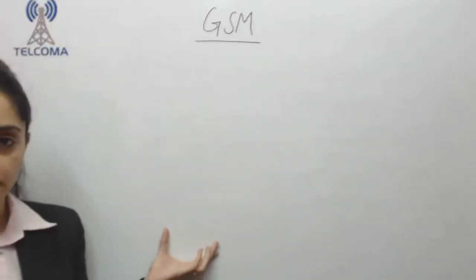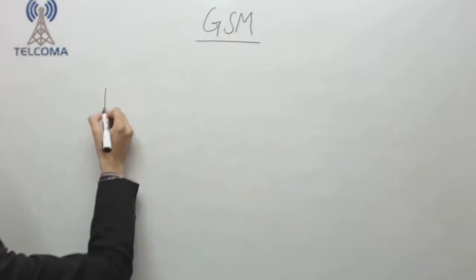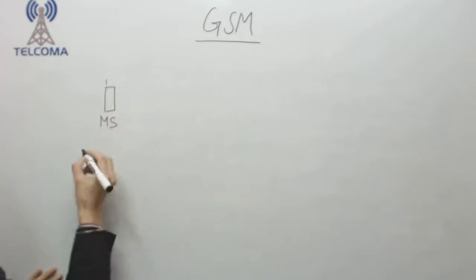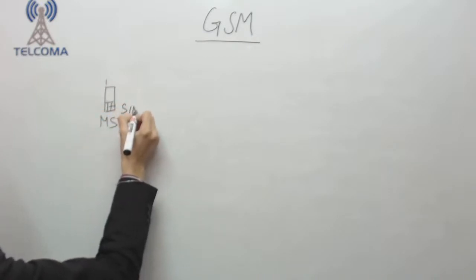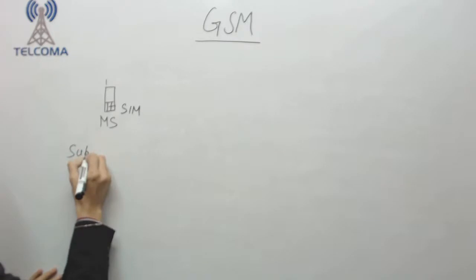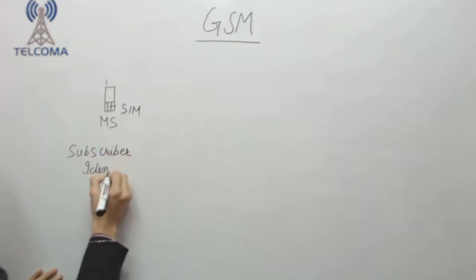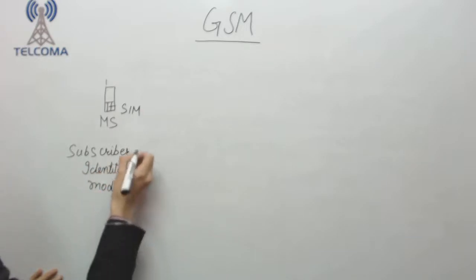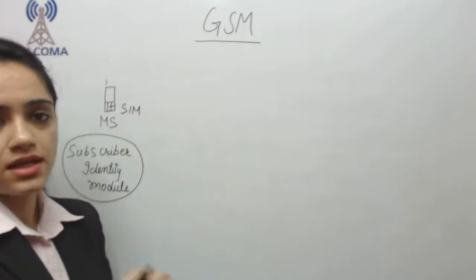In the last class we have discussed the basic architecture of the GSM network. So today we are going to discuss it in detail. The very first entity in the network architecture is the mobile station. The mobile station has a SIM, which stands for Subscriber Identity Module. Basically it is an electronic chip, and this Subscriber Identity Module contains the user related information.